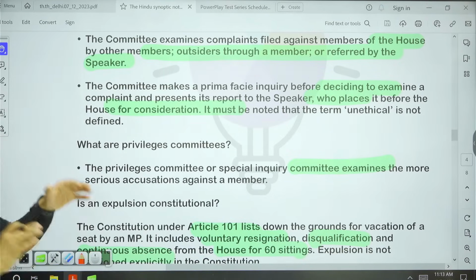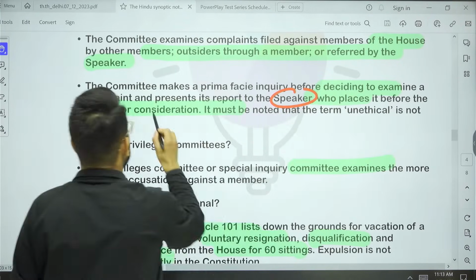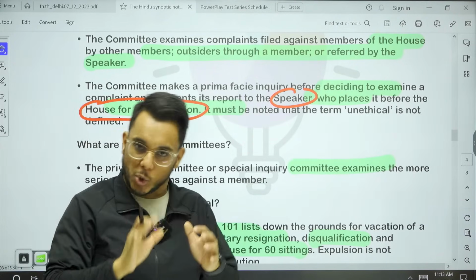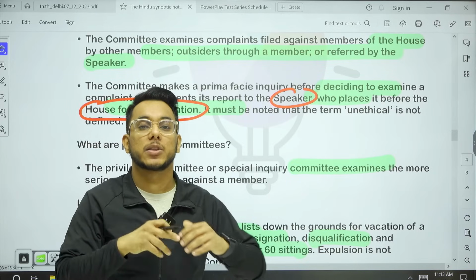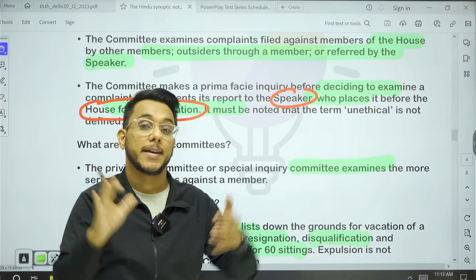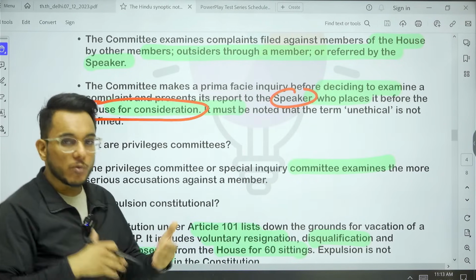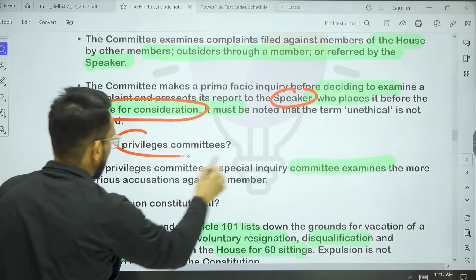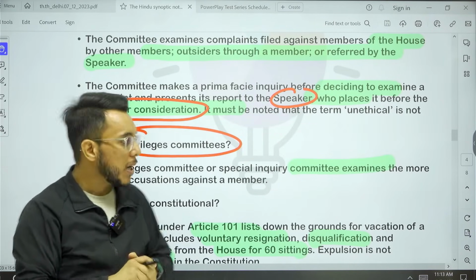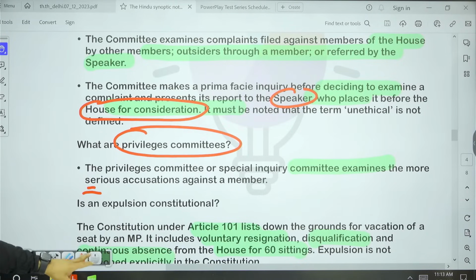Once the findings are given, the report is submitted to the Speaker, and the Speaker will place the report before the house, and then the house will decide finally what is to be done. So the ethics committee has recommended that Mahua Moitra should be expelled. This matter will be placed before the house, and the house will finally take a call on whether she is to be expelled or not. Now there is also one more similar committee, the privileges committee. Often the work of the privileges committee and the ethics committee overlap, but usually the privileges committee investigates more serious accusations against an MP.